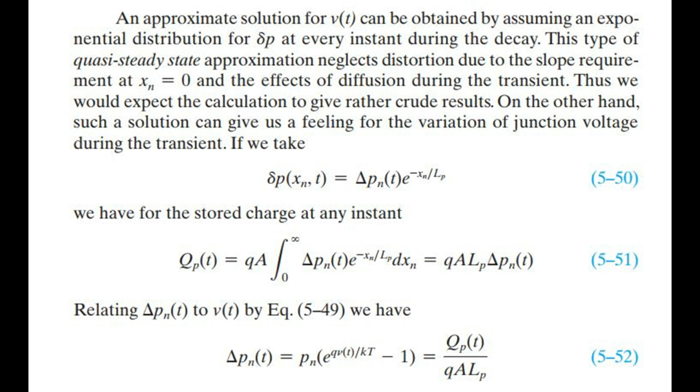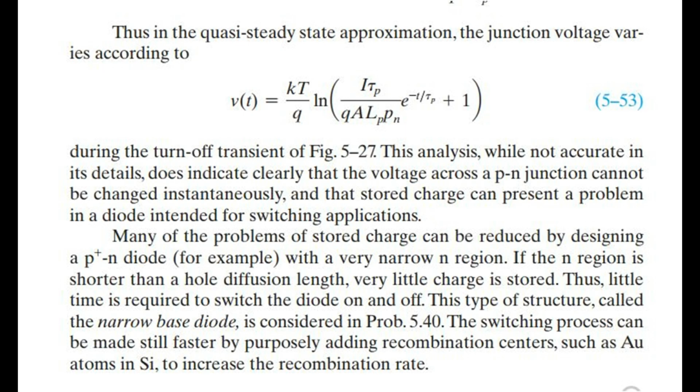On the other hand, such a solution can give us a feeling for the variation of junction voltage during the transient. If we have the stored charge at any instant, relating pn(t) to V(t) by EQ. 549, we have. Thus in the quasi-steady state approximation, the junction voltage varies according to this expression during the turn-off transient of Fig. 5.27. This analysis, while not accurate in its details, does indicate clearly that the voltage across a PN junction cannot be changed instantaneously, and that stored charge can present a problem in a diode intended for switching applications.